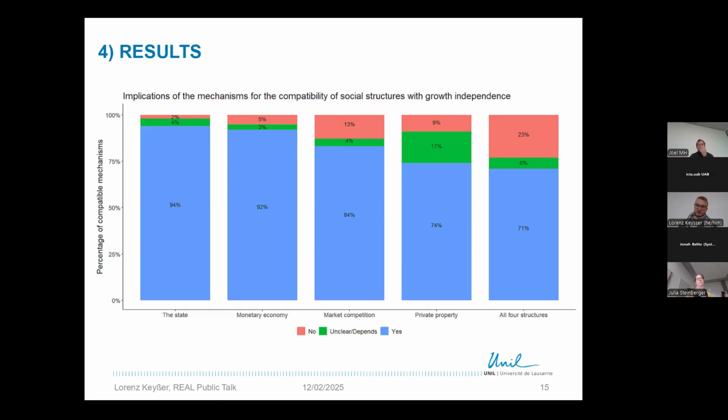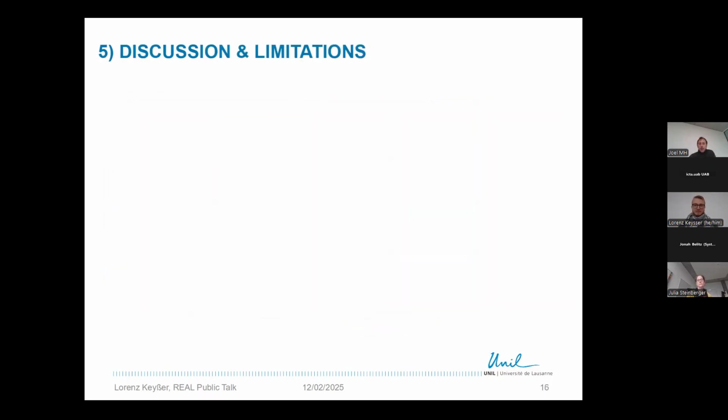And what's important to note here is that sometimes it's not really clear how the definition of these terms is in the mechanisms proposed. So what is private property, for instance? It's not often made clear. So one needs to really make explicit what one is talking about.